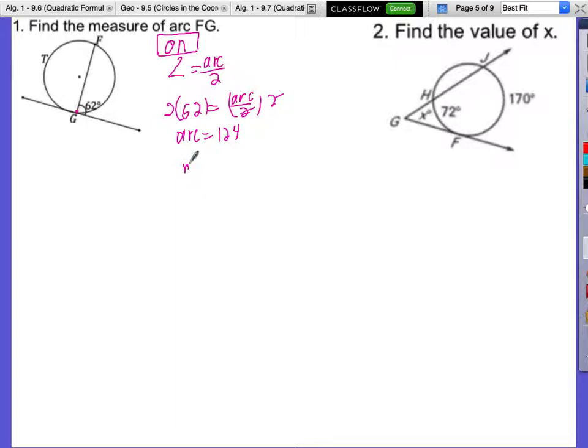So what's the measure of arc FG? What's the measure of this arc FG? Double the angle. 124. 124 degrees.